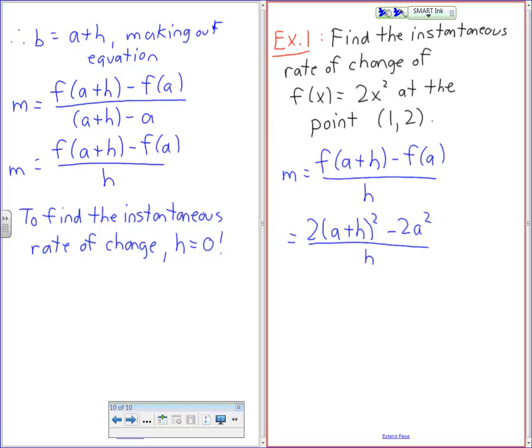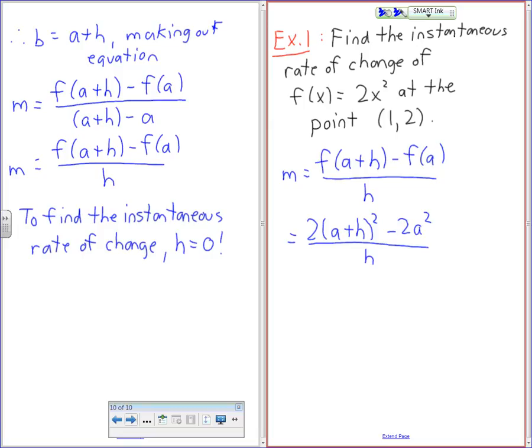Why are you putting 2 there? Like, I know it's 2. Just here, right? 2x squared. So f of a plus h is 2. The 2 is there. Everywhere you see an x, you plug in an a plus h, right? And then squared at the end.